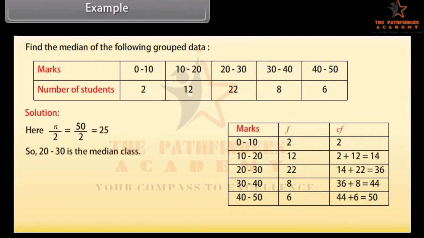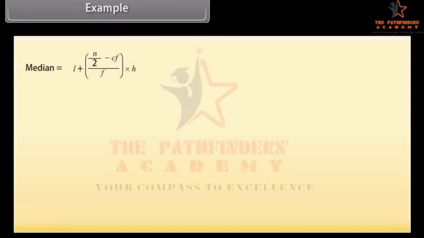So, 20 to 30 is the median class. Now, L is 20, h is 10, CF is 14, f is 22. And then we calculate the median using the formula given below. L plus n by 2 minus CF, that is divided by f and multiplied by h.